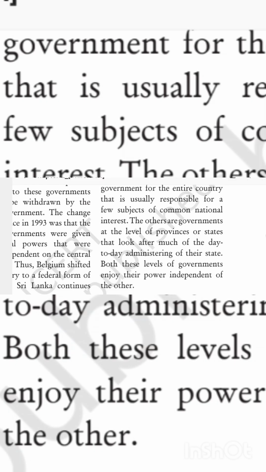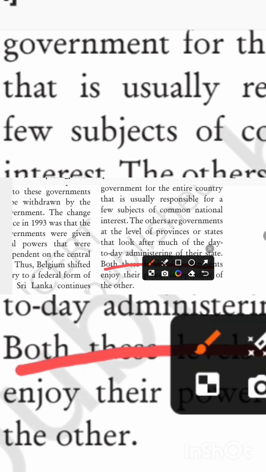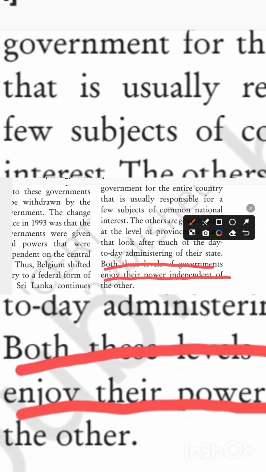Here you can see a very important point. Both these levels of government enjoy their power independent of the other. So what does that mean? There is no interference by each other. The center will not interfere in the matters of the state, and the state will not interfere in the matters of the center. That is how you can see they have sovereignty, and no government interferes in each other's jurisdiction, or goes beyond each other's jurisdiction.